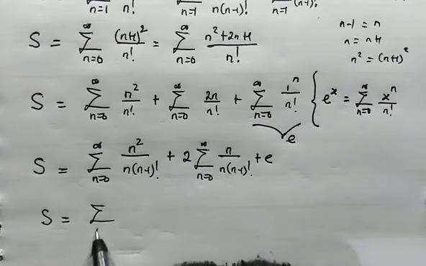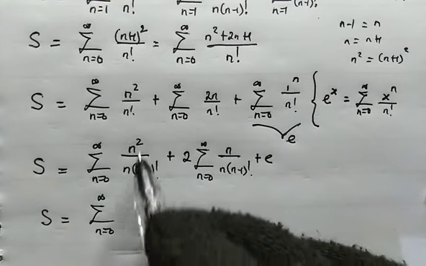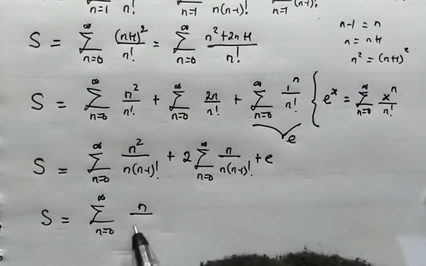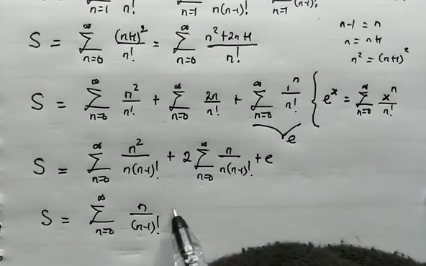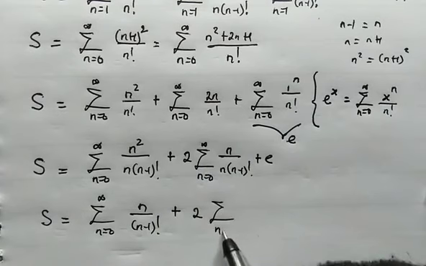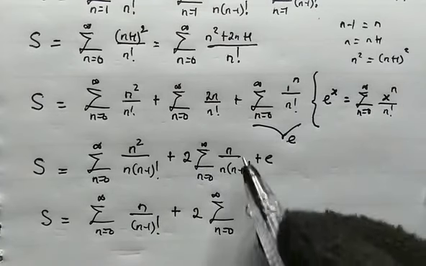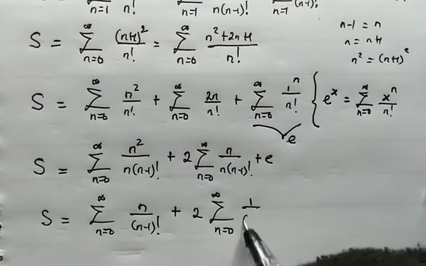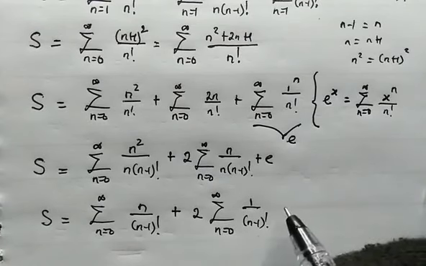So this becomes the sum from 0 to infinity of n squared divided by n, which will give us n, then divided by (n minus 1) factorial, plus, so here we have 2 times the sum from 0 to infinity. So n cancels n, so we have 1 all over (n minus 1) factorial, right?